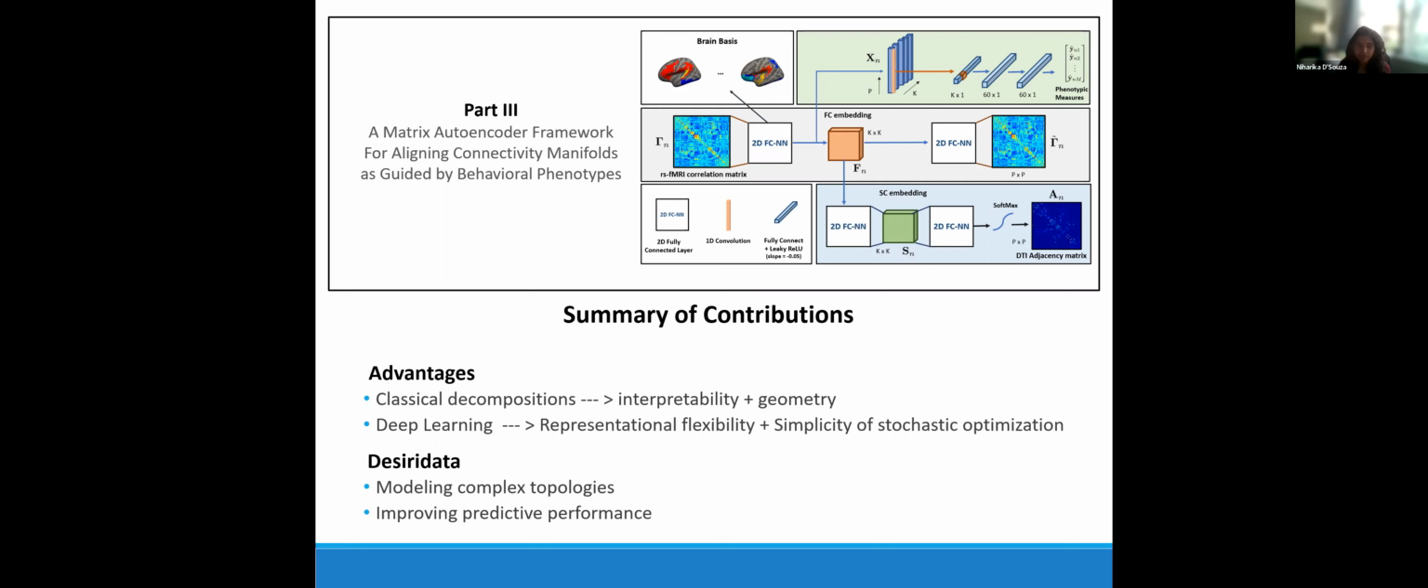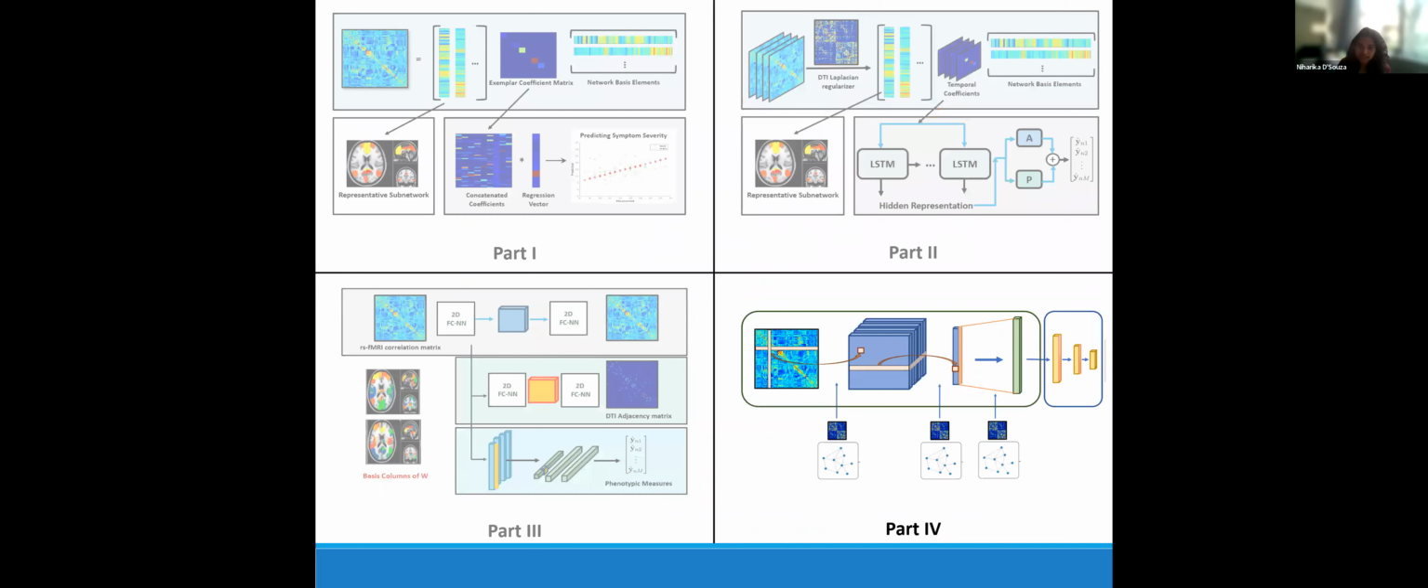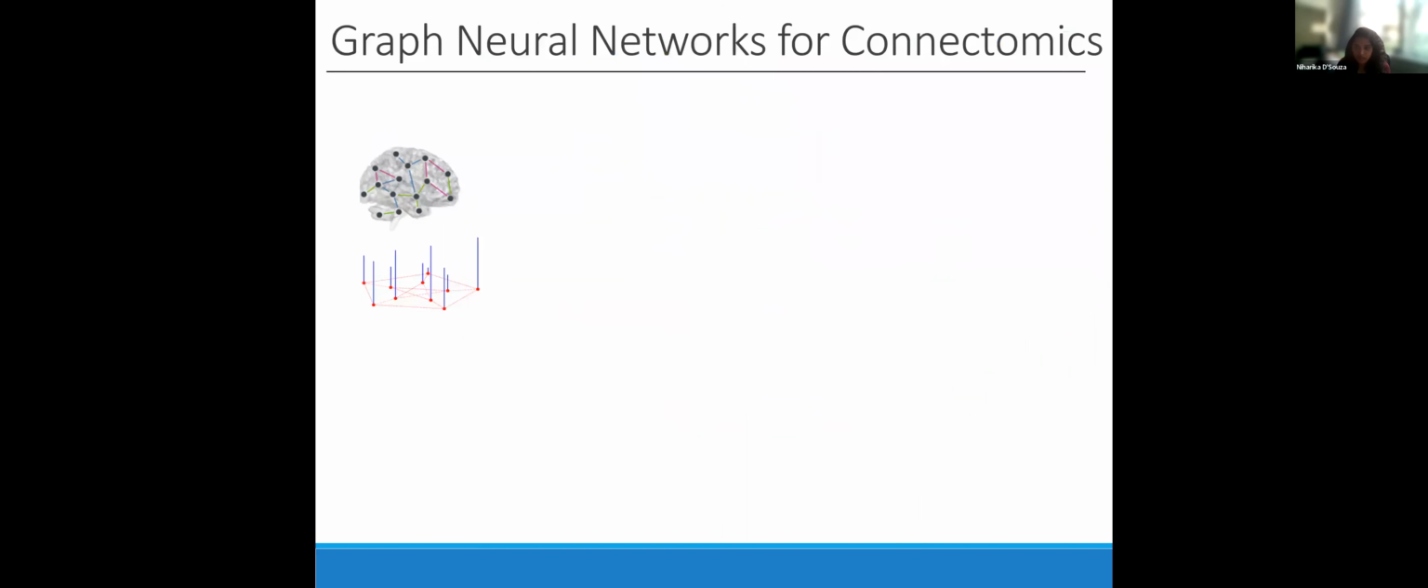In relation to the other 2 points we alluded to earlier, the final part of my talk will shift focus away from models inspired by classical decompositions. In the final section, we deviate from classical representations based on exploiting low-rank matrix structure. Instead, we focus on the network-centric view of brain connectivity by utilizing a different kind of geometric model, which is the graph neural network. A natural way to look at brain connectivity is network-centric.